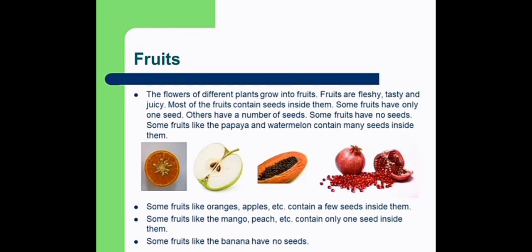Some fruits have no seeds. Some fruits like the papaya and watermelon contain many seeds inside them. So some fruits like orange and apple contain very few seeds in them. Some fruits like mango, peach, etc. contain only one seed in them. So some fruits like the banana have no seeds. So the fruit banana has no seeds in it.